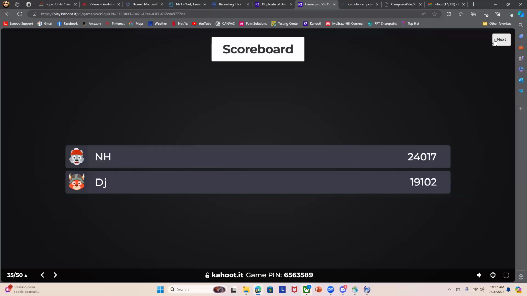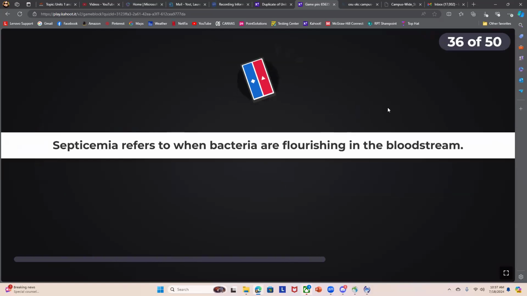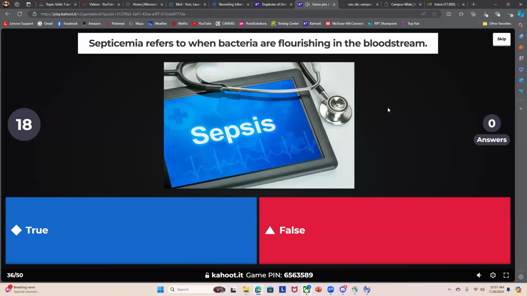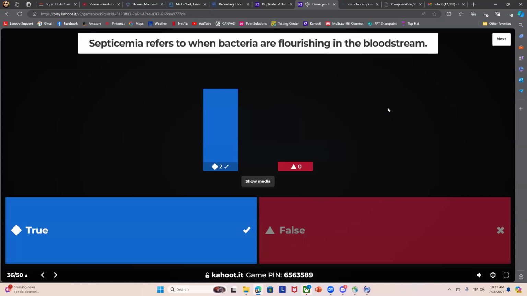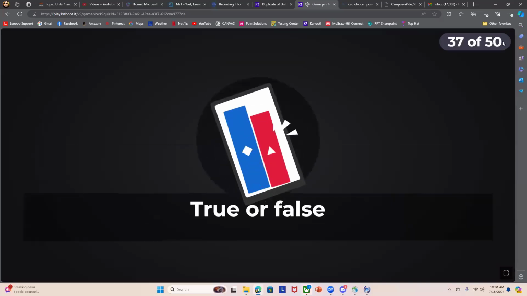It's a bacterial disease. All right, true or false, septicemia refers to when bacteria are flourishing in the bloodstream. Is that the correct term? Right, so this is an issue that a lot of people sometimes have with the terminology. Bacteremia means you have bacteria in the blood. There shouldn't be any in there, right? If there are bacteria at all, that's bacteremia. We would be concerned about how they got in there. But if they're flourishing and actively infecting your bloodstream and growing in there, that's septicemia. That's when you become septic.